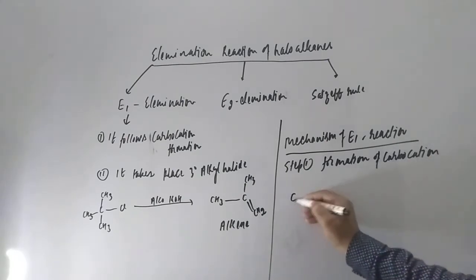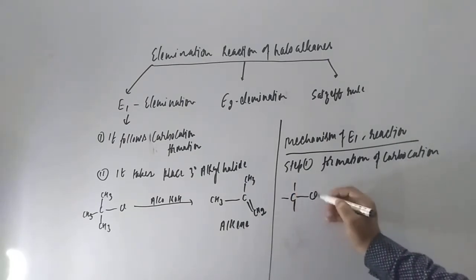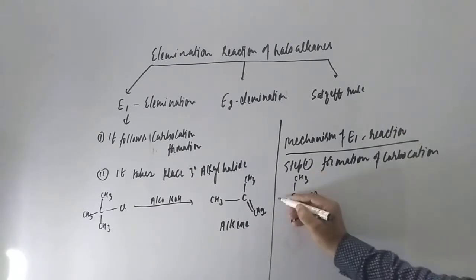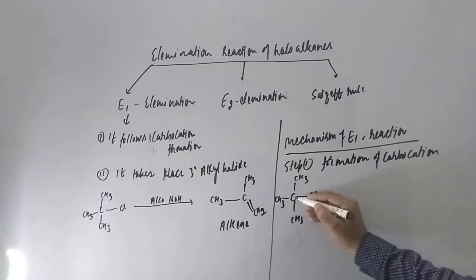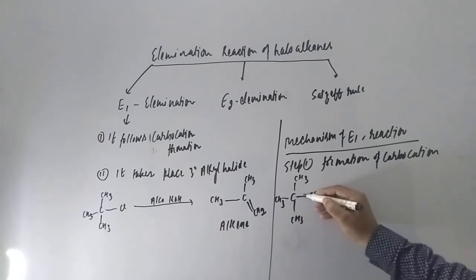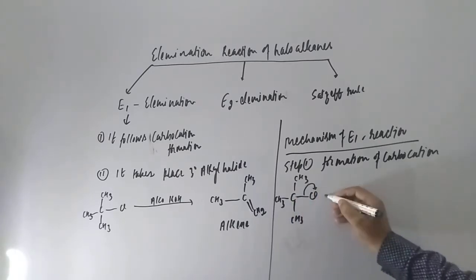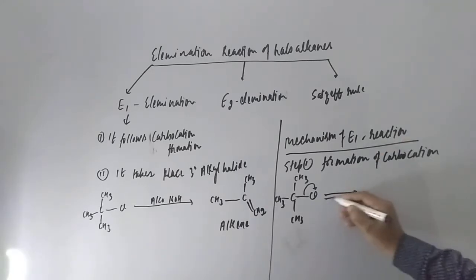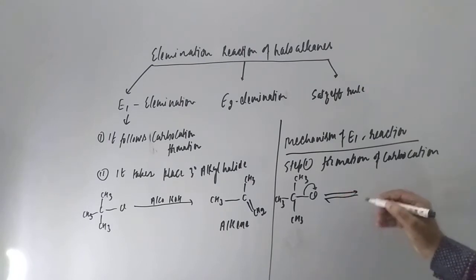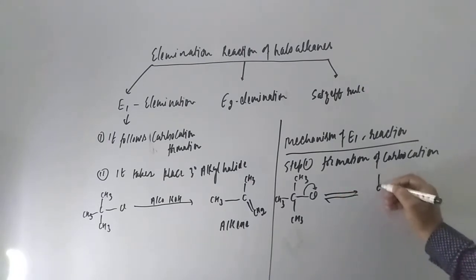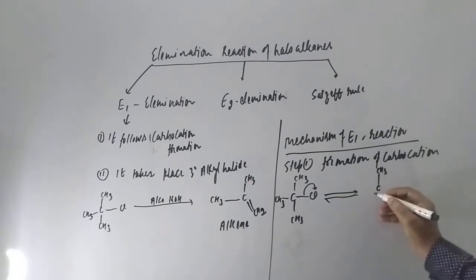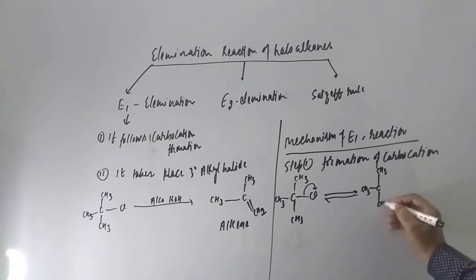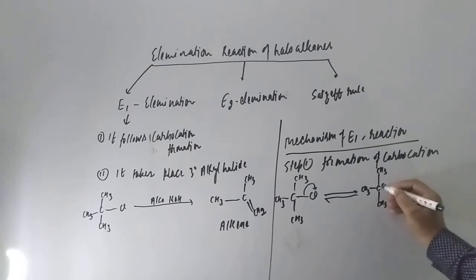Here Cl is there, with the CH3 groups as usual, a 3-degree alkyl halide. Because of the difference in electronegativity, fission will take place, and this is a reversible process. It will give three CH3 groups and a positive charge on the carbon.